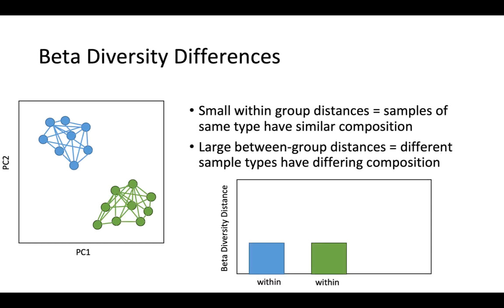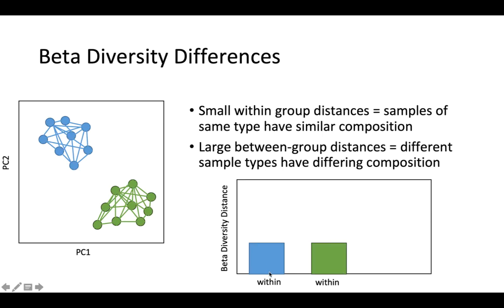We can calculate the physical distances. So here's the blue points, here's all the possible distances between blue points, and then we just show an average distance within the blue points. We can do the same thing for the green points. And there's an average distance between all the green points.